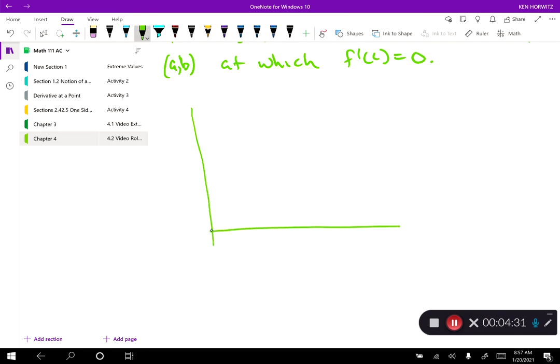I'm going to do a quick picture. There's a and b, and so they're equal, right? So this is equal to that. So those are equal. What it's saying is that there's some point c where f'(c) equals 0, and you get that horizontal tangent line.